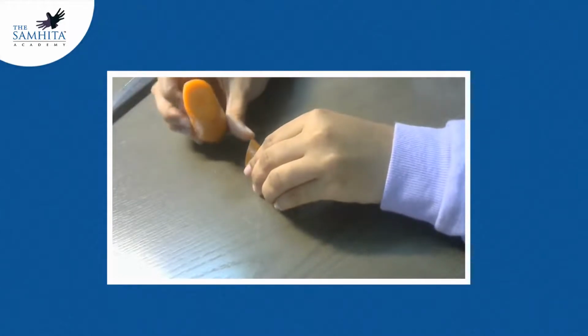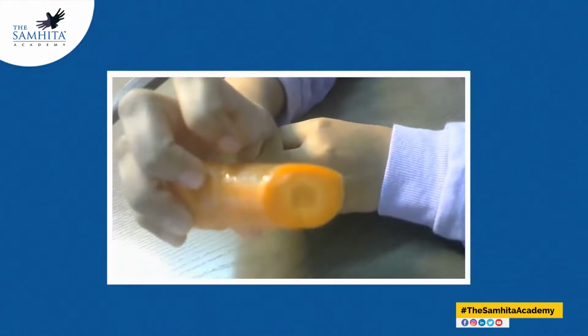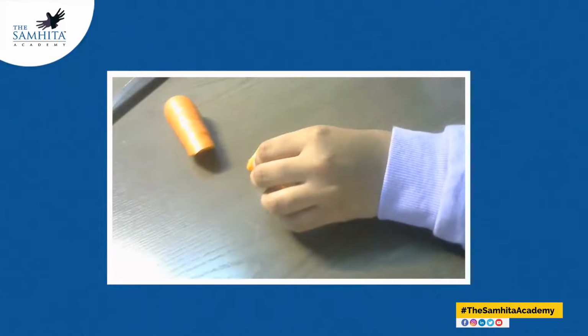Now we can see the cross section forms the shape of an ellipse. That's it for ellipse. Next, Simran will be explaining the next conic section.